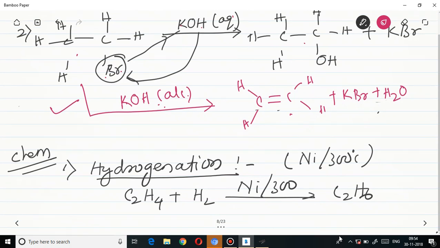In chemical property, the first property is hydrogenation. And you know what is hydrogenation? Hydrogenation is addition of hydrogen. And this double bonded compound will form addition reaction because they have a double bond. They have a double bond means there is an unsaturation. That means they are in need of hydrogen. So what is the reagent? That is nickel 300 degree centigrade. This is the reagent. And C2H4 plus H2 will become C2H6.